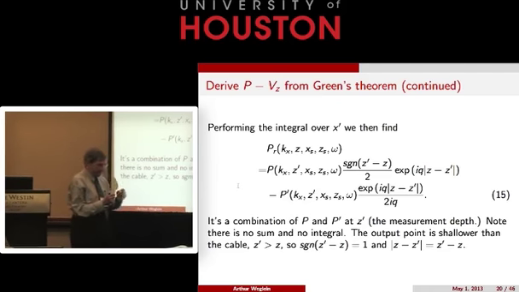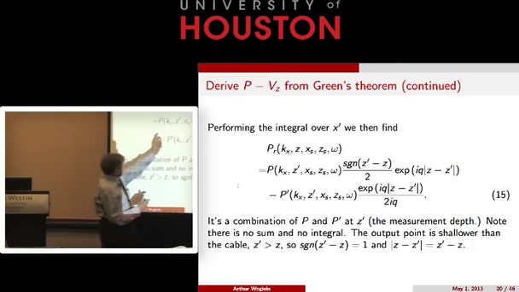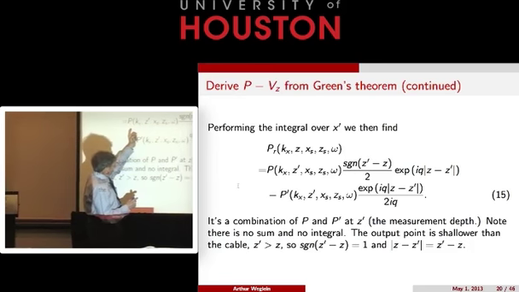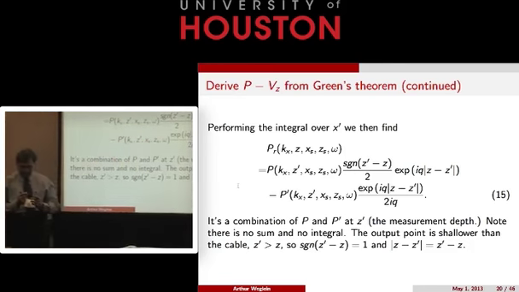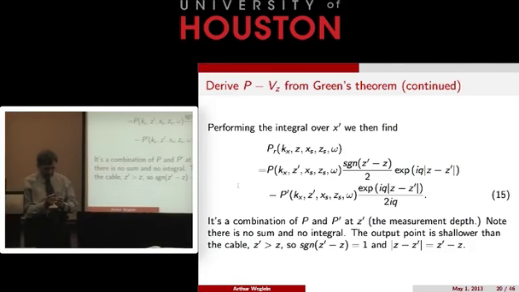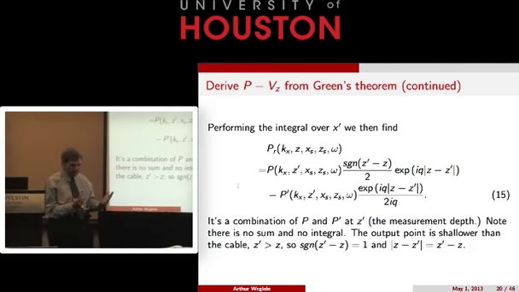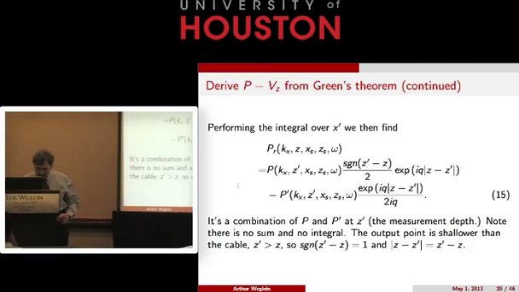Implicit in that is that this is achievable, that the sampling is fine enough to be able to realize that. Okay?